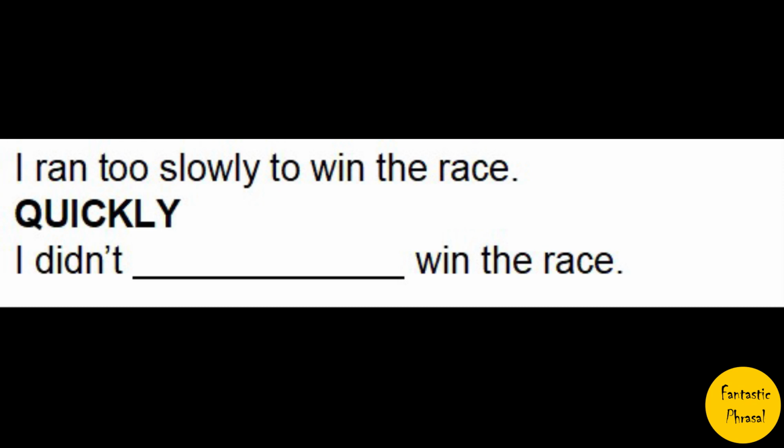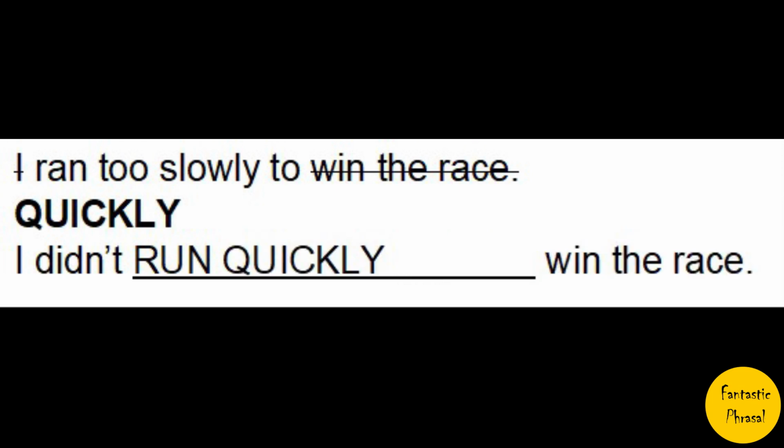The first thing to notice in this question is the contrast between the words slowly in the first sentence and the key word quickly. When we cross out the information common to both sentences, we are left with ran too slowly to. The second sentence gives us didn't, so we will add run to make a negative verb. We can add the adverb quickly to that, so now we just have to convey the meaning of to.